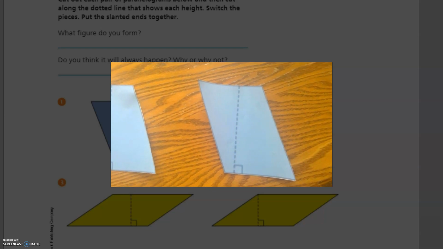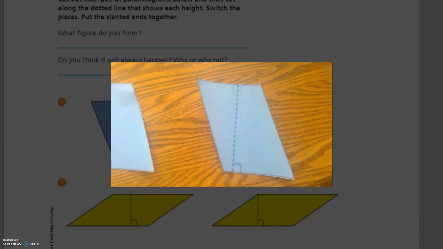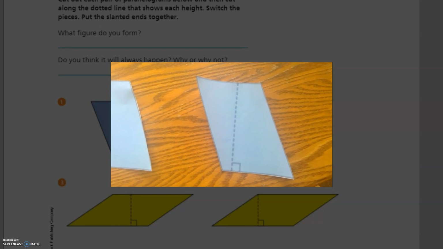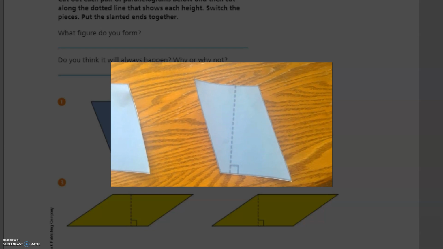Today we're doing Unit 8, Lesson 19. And don't be worried, we skipped over Lesson 18, but we'll be coming back to it. Today's lesson is on finding the area of parallelograms.